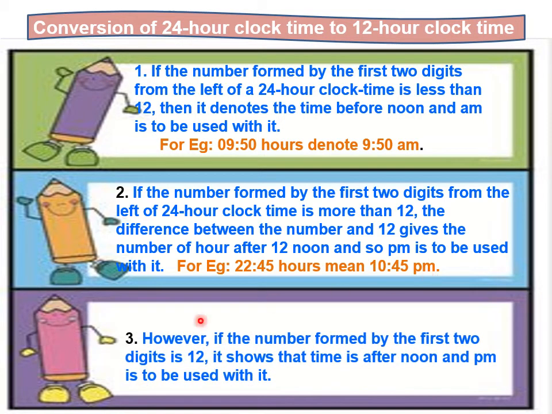Now number 3. However, if the number formed by the first two digits is 12, it shows that the time is afternoon and PM is to be used with it. At midnight, we will write 00, which is the starting of the day. So if 12 is there in the digits, we will write PM.